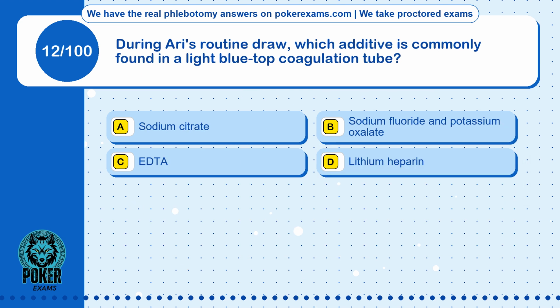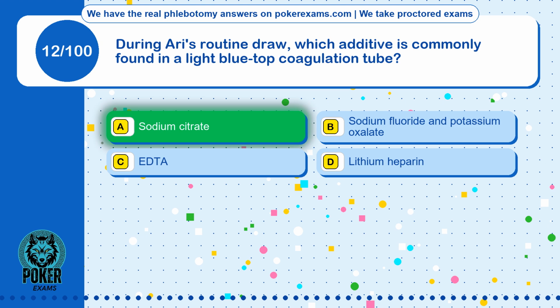Question 12. During a routine draw, which additive is commonly found in a light blue top coagulation tube? Option A, sodium citrate. Option B, sodium fluoride and potassium oxalate. Option C, EDTA. Option D, lithium heparin. The correct answer is option A.